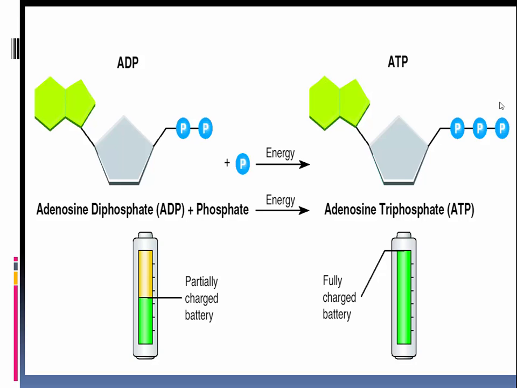They don't actually use it up. They just take that phosphate off. It gets some energy to do the biological work. And then the ADP molecules can get recharged by just plugging it in or adding on another phosphate.